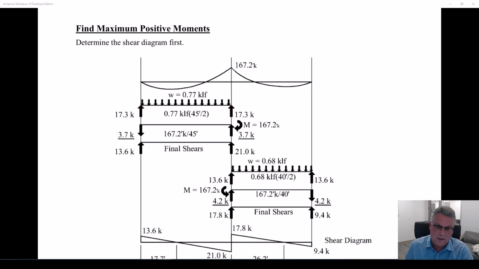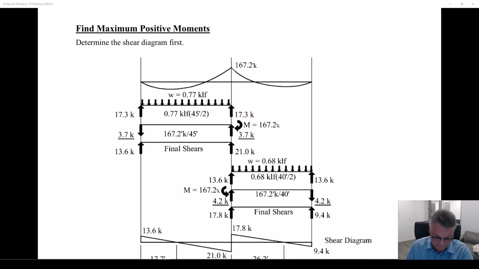That's fine. I've found in my 57 years of existence, most of which being an engineer, that I make the fewest mistakes if I separate out just the vertical distributed load from the moment. So with just the vertical distributed load, and I use WL over 2, that would be this shear and this shear. So WL over 2, based on 0.77 kips per foot, gives me 17.3 kips on each end.